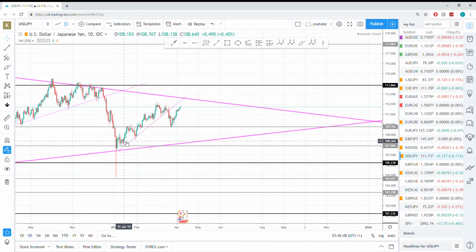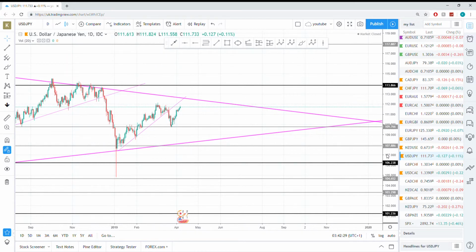So as we can see, it was following up, and then it came back down. So for a test on this significant level, 109.77, clearly became support, and now we are looking at this potential. We want to see what happens here, really.